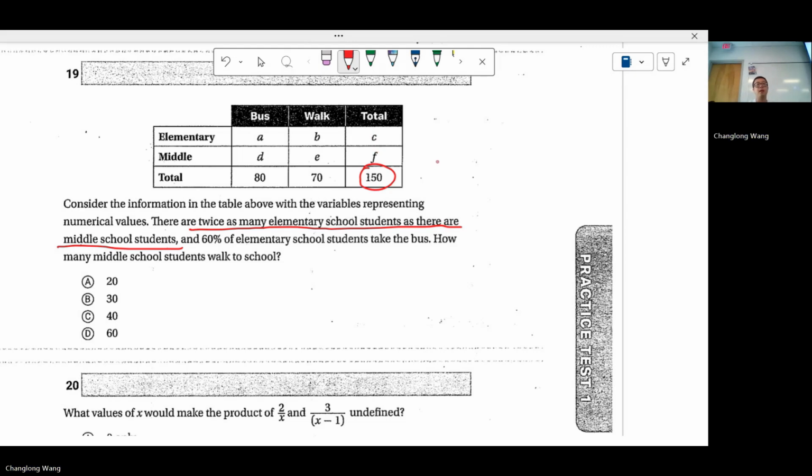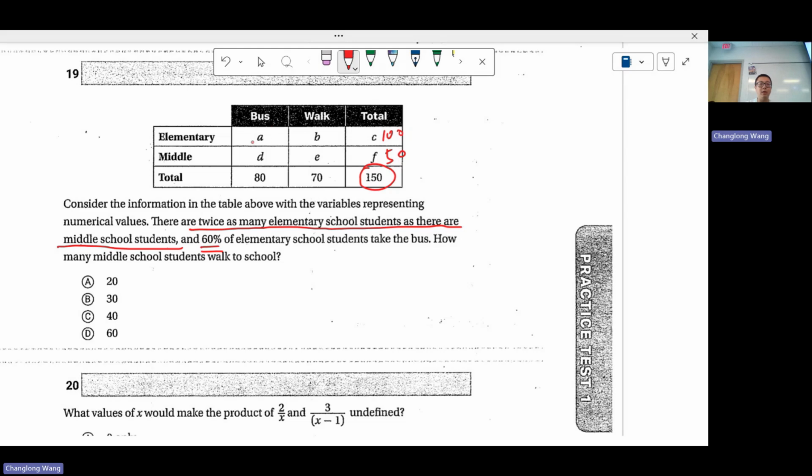Now 150. What kind of numbers of C and F should we have? So the number of elementary school students is twice as many. 150 total, right? So the elementary school has twice as many students as the middle school. Does it make sense? Usually they have numbers that are easily partitioned in such a way, right? So we figure that this is 100, and that's 50. Okay, so now they say 60% of elementary school students take a bus. You see why they have the 100, right? So it'll be easy to calculate.